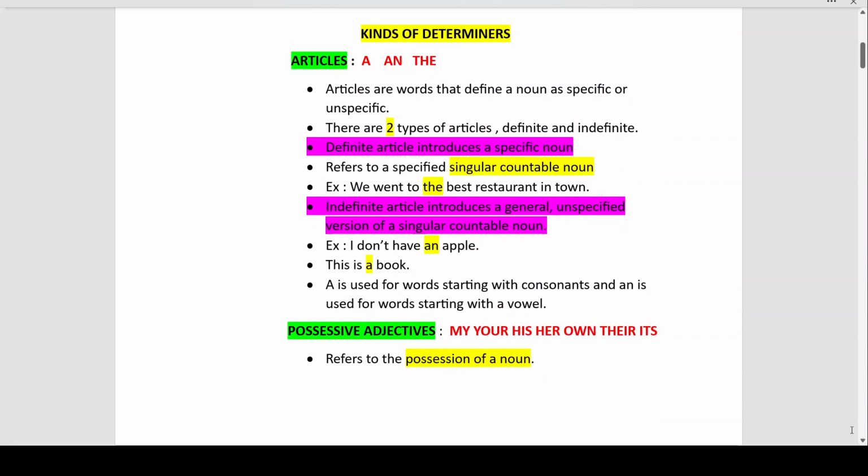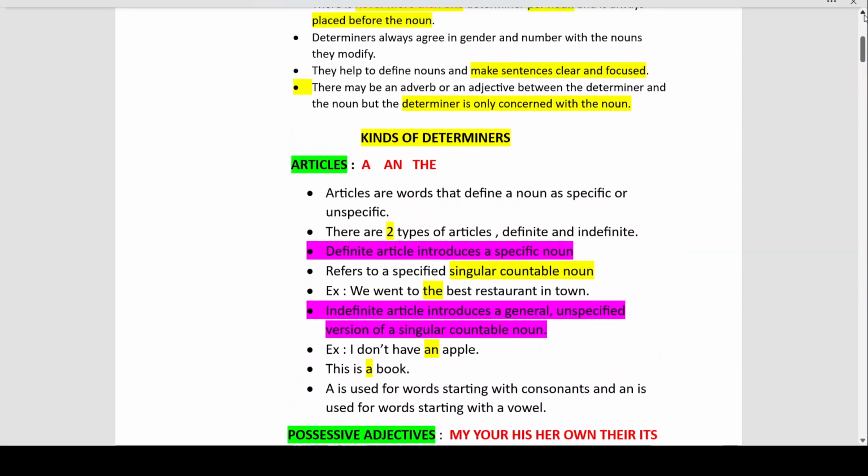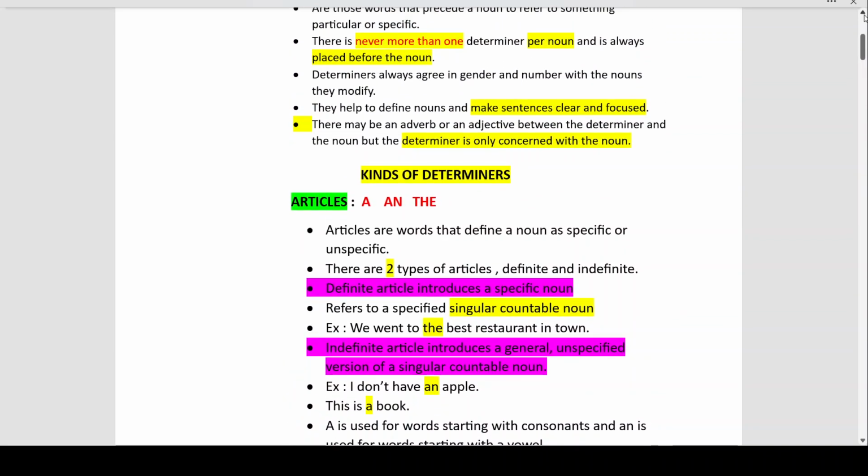Now, there is never more than one determiner before a noun, and it is always placed before the noun like I told you. Now, determiners always agree in gender. That means either male or female, they will always agree on the particular gender only, and number with the nouns they modify. Whether singular or plural, they will always be in agreement with the noun. If the noun is singular, the determiner will be in agreement with it. Now, they help to define the nouns and to make the sentences clear and focused.